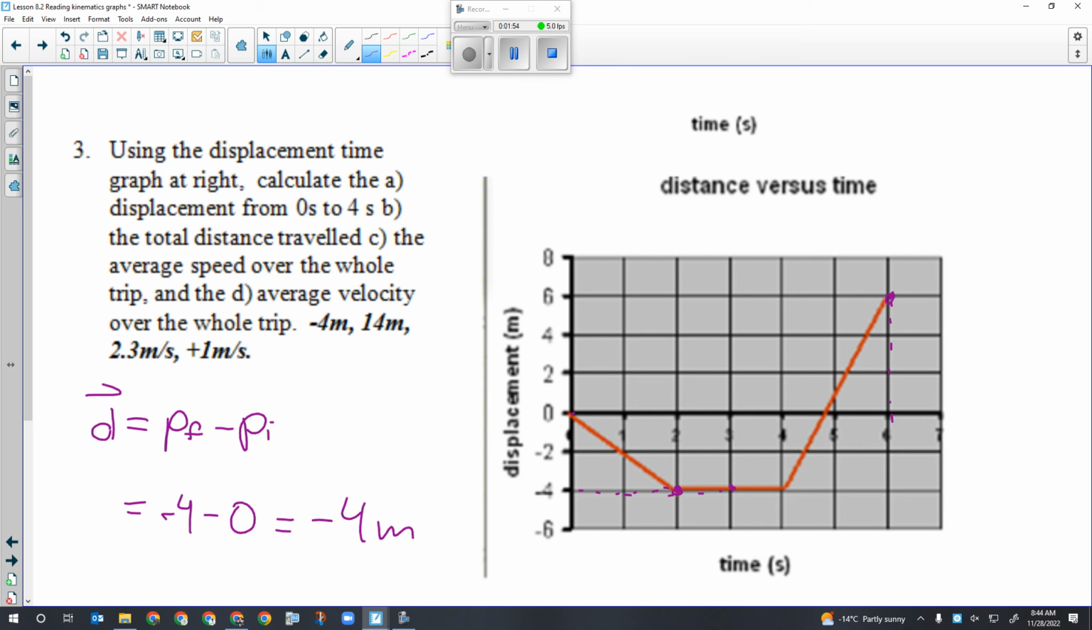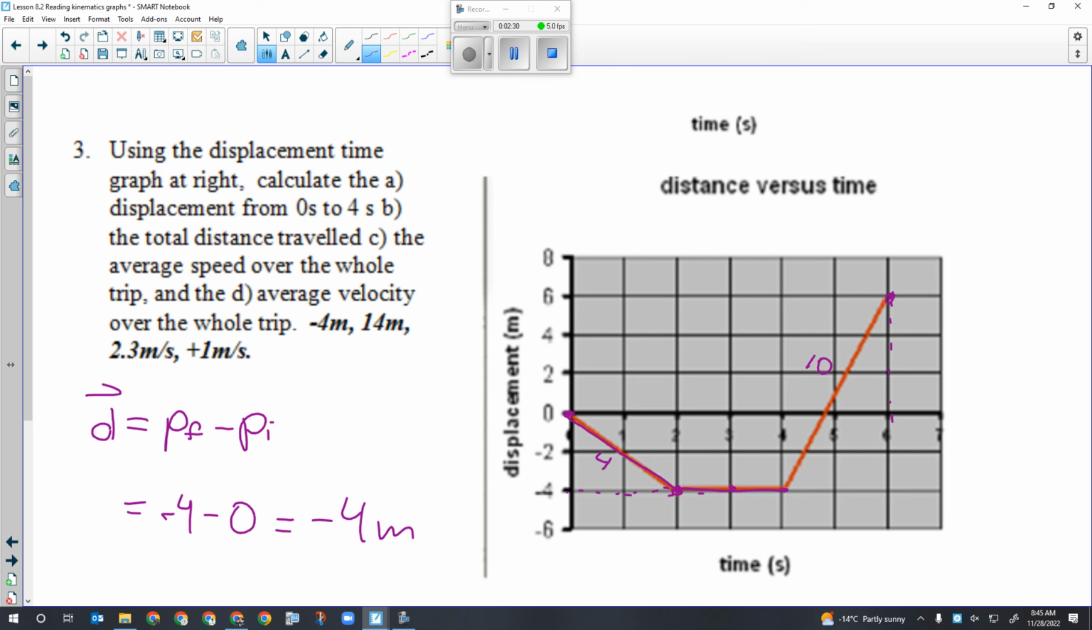I can also get the total distance traveled from a position versus time graph by simply figuring out how far it goes in each section. In this section of the graph, it goes 4 meters from 0 to -4. Since distance is scalar, I don't need the direction. During this part of the graph, it doesn't move. It stays at one spot. And then it goes from -4 to +6, which is 10. So my total distance traveled would be 4 plus 10, which is 14 meters, which was one of the things we had to do for this question.